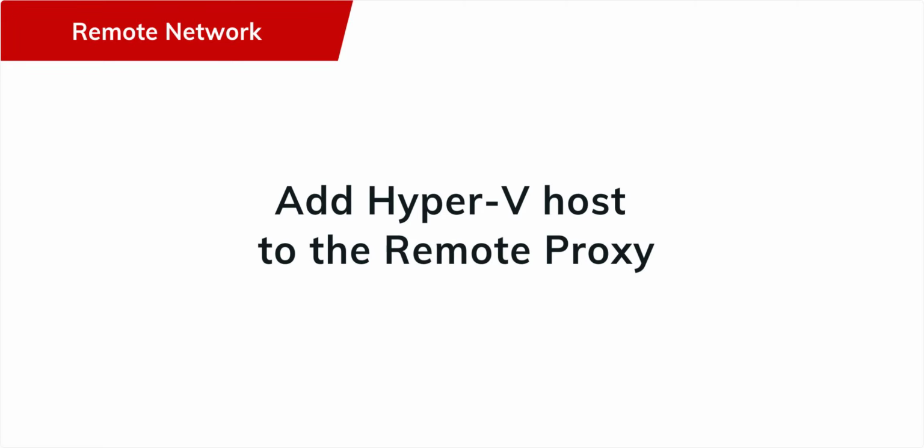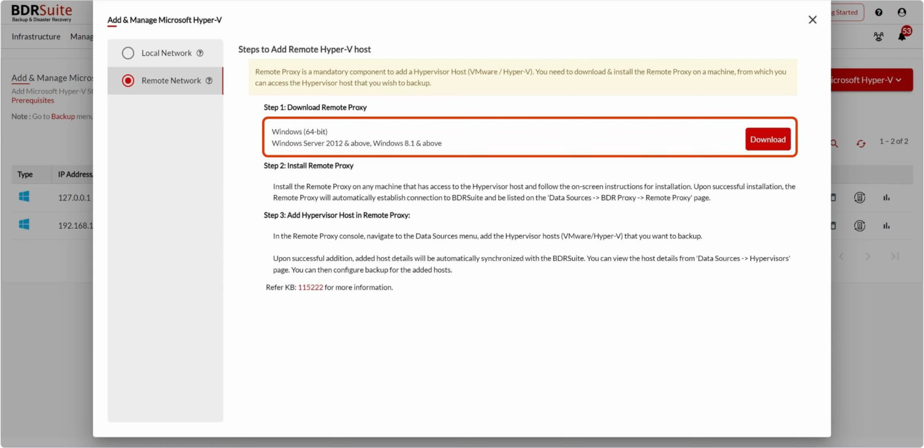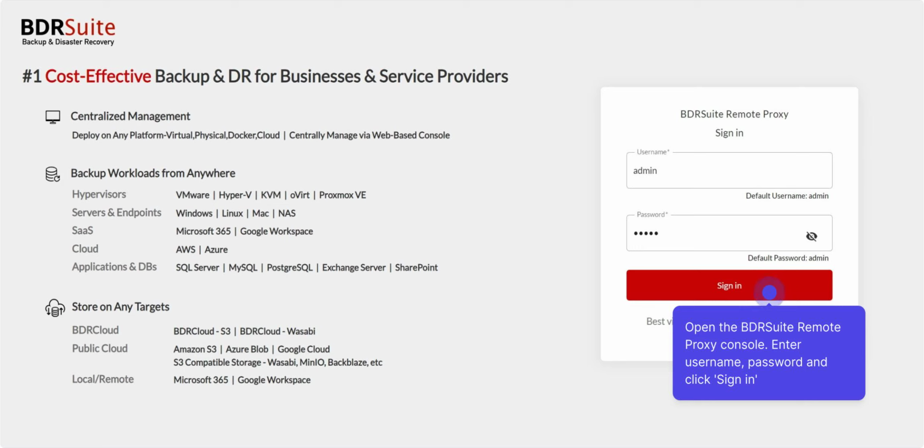Now, let's move on to adding Hyper-V hosts in a remote network. First, you'll need to download BDRSuite Remote Proxy and install it on any machine that's in the same network as the Hyper-V host. If you need a step-by-step guide on installing the remote proxy, check out the link in the description box. After the remote proxy is installed, open the BDRSuite Remote Proxy console.